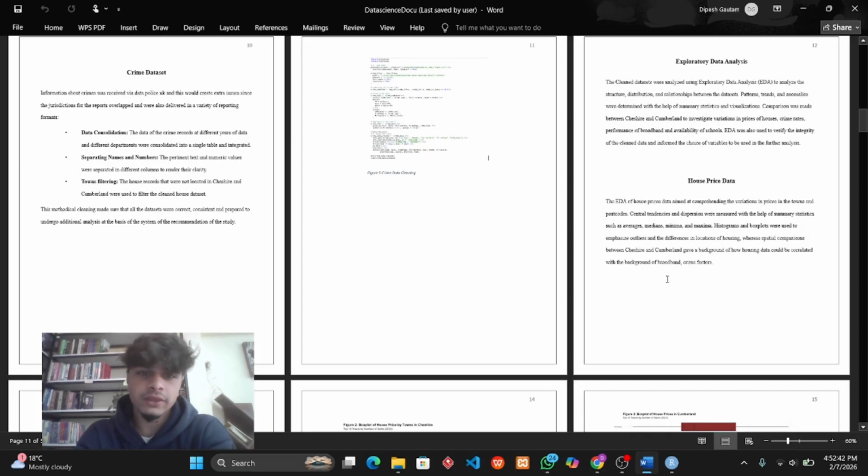Now I'll begin with exploratory data analysis of house price, followed by broadband performance, crime pattern, and finally draw conclusions for investment suitability.